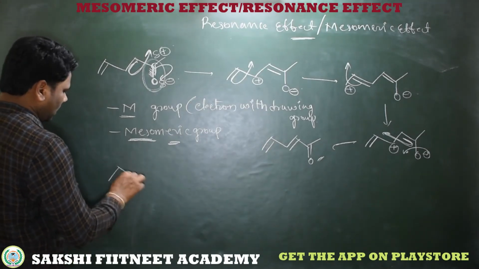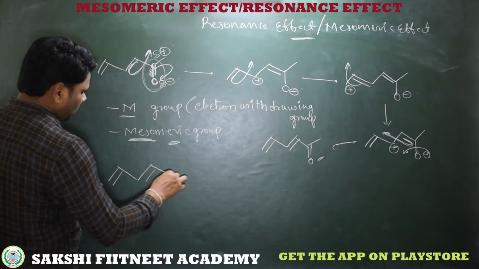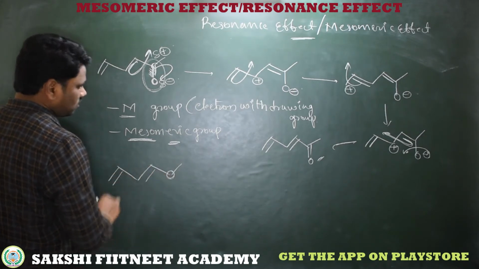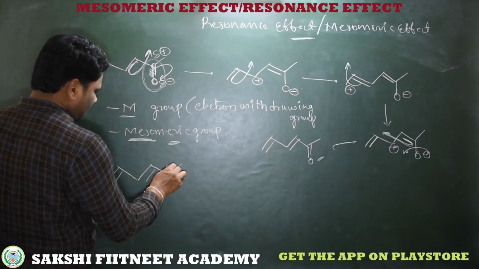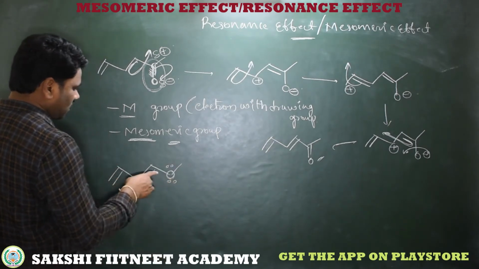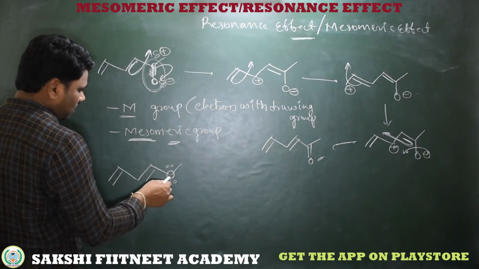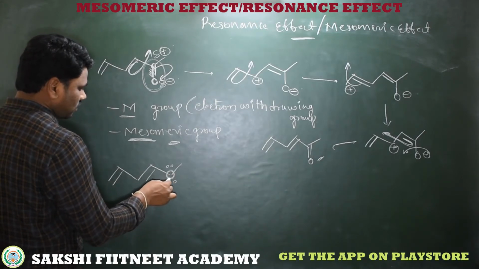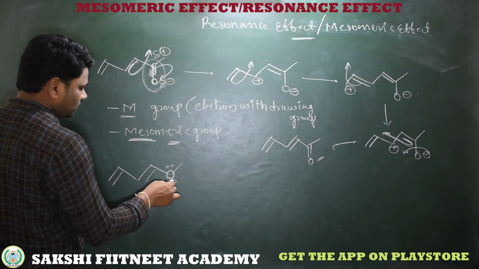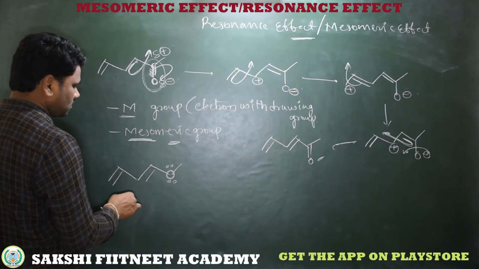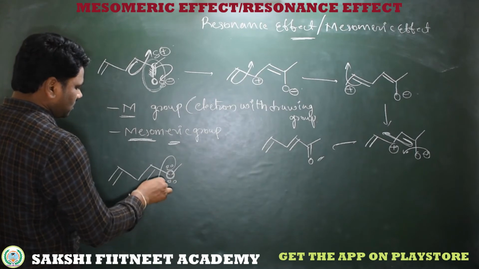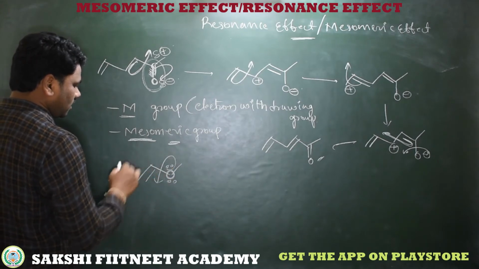Now I am taking another compound to understand which is a positive M group, that is, a plus M group. Simply, here is the oxygen which is bonded to the conjugated system. This oxygen acts as electron rich due to the presence of the lone pair. So these non-bond electrons are involved in resonance.